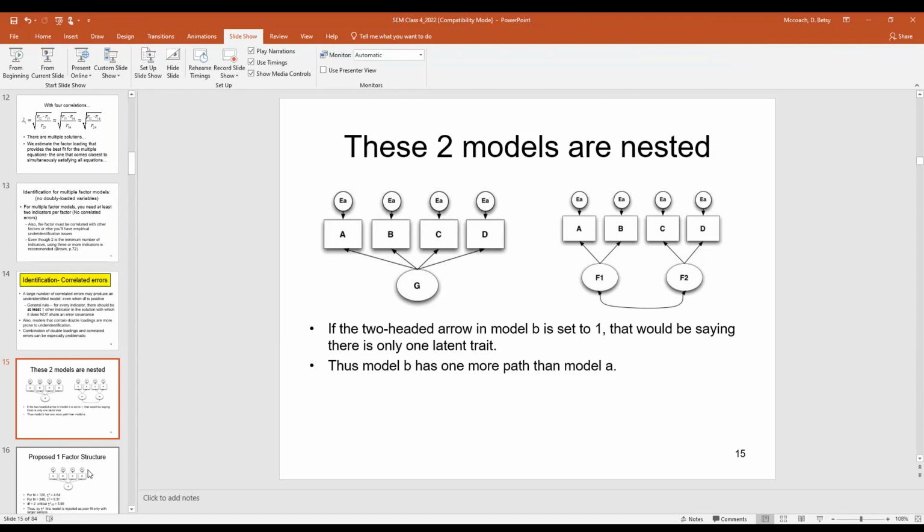Does that make sense? So model B actually has, and it shouldn't say one more path. It has one more parameter. So that's a typo. It doesn't actually have an extra path. It's an extra parameter. That parameter is a covariance. So can you send me an email about that so I remember to fix that on the slides for next time? So model B has one more parameter than model A. Make sense? Okay.